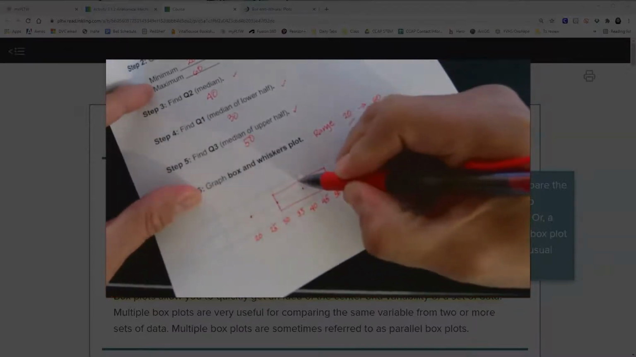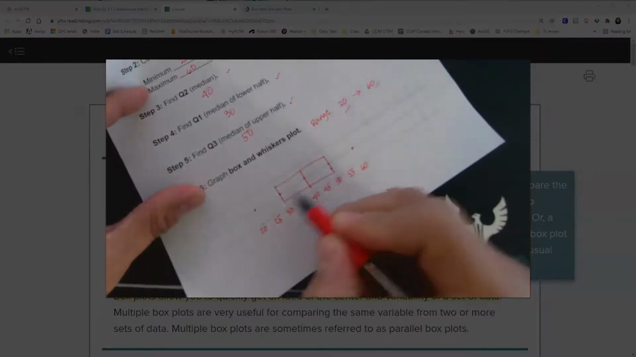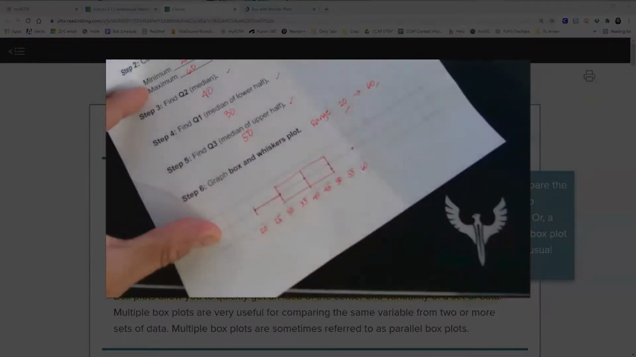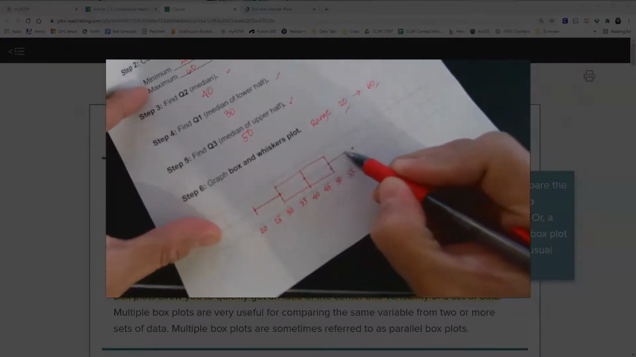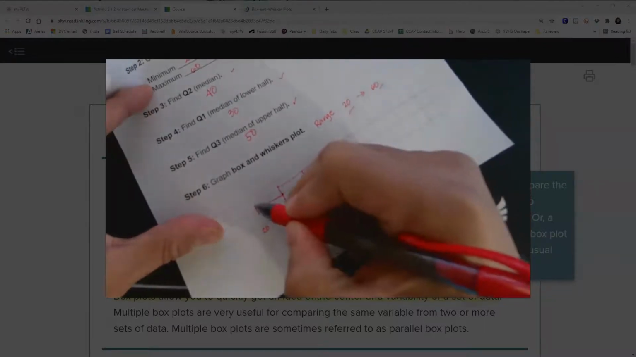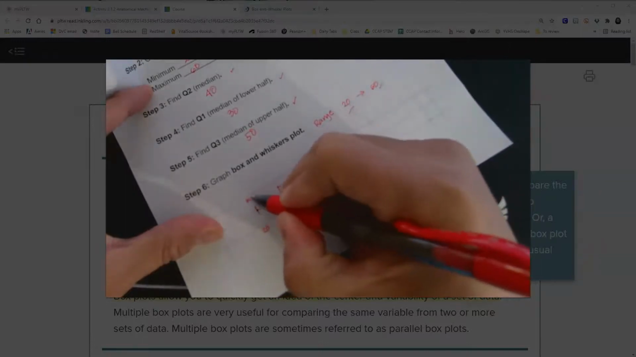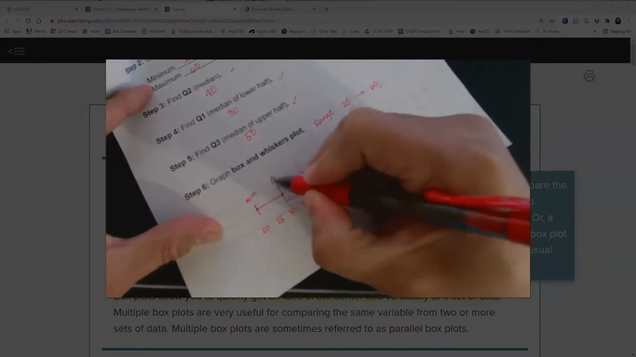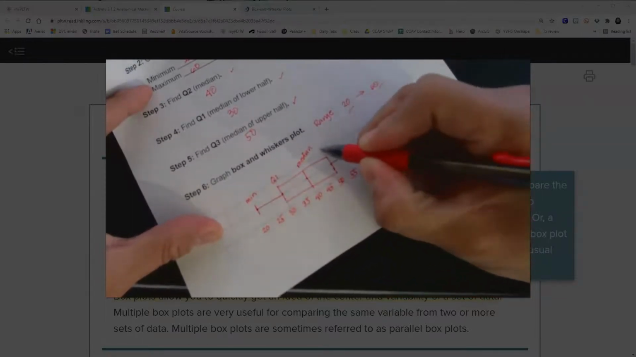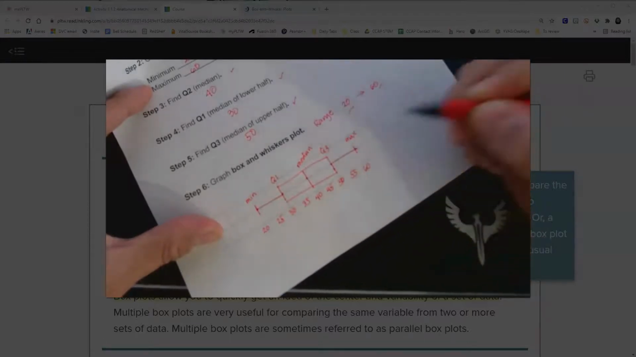and then here at 40 is my median, and then going from 20 through 30 would be my first whisker, and then from 50 to 60 will be the second whisker. And then I'll finish this up by just writing down the labels. So this is my minimum. This is my Q1. This is my median or my Q2. This is my Q3. And then this one is my maximum.